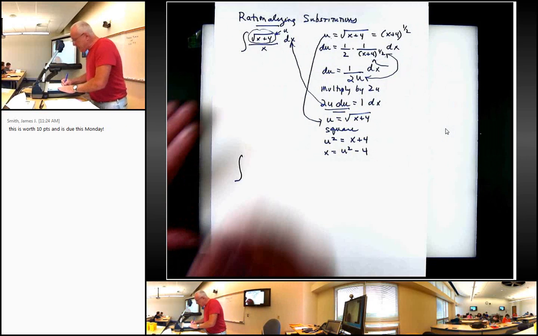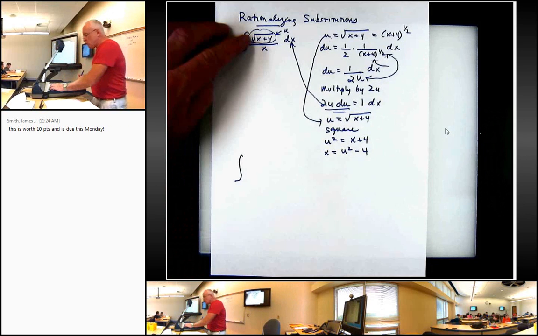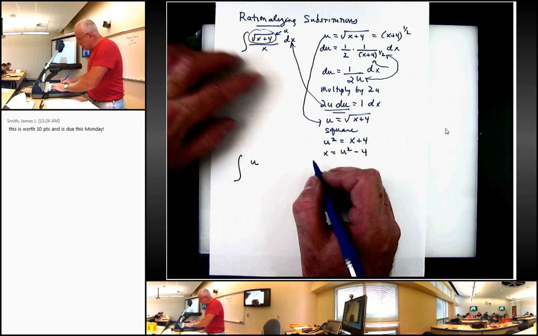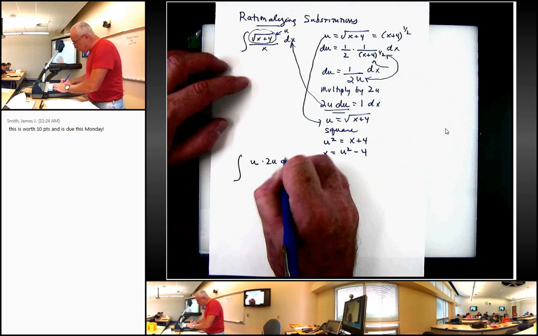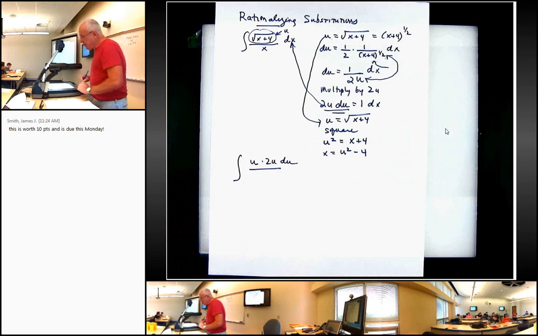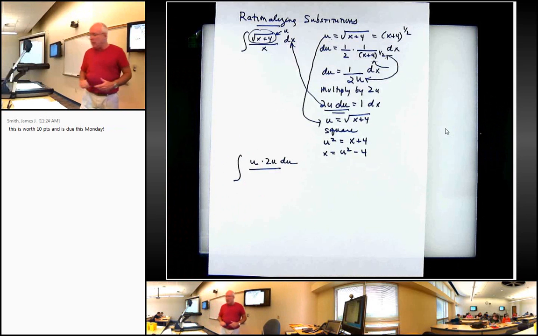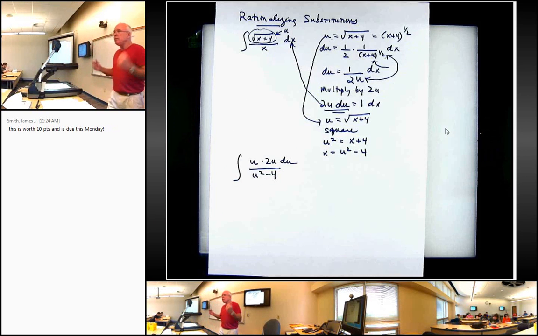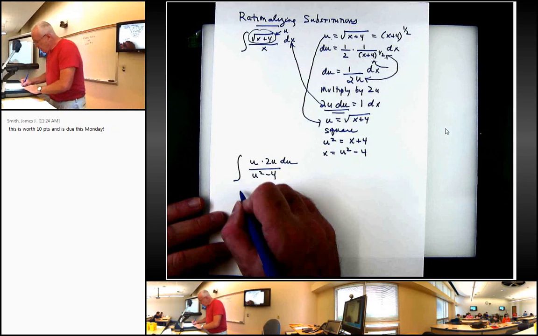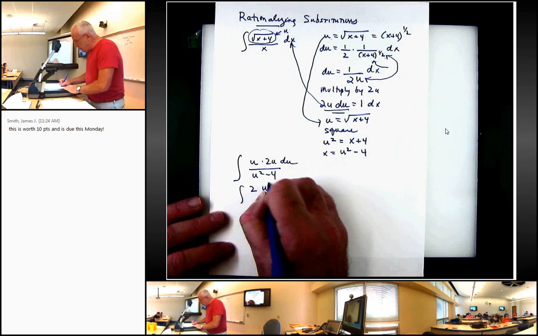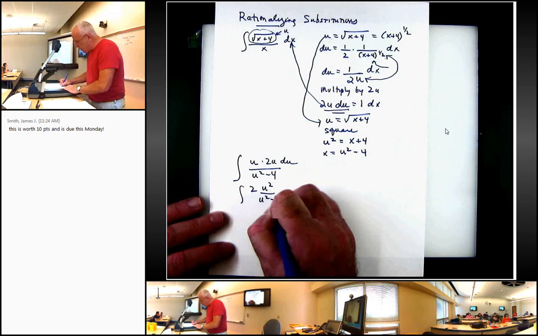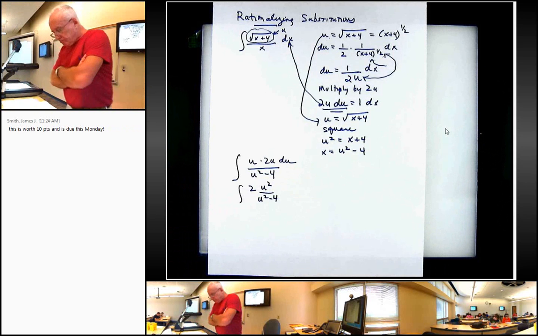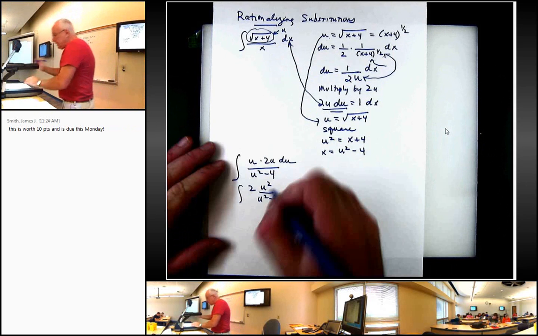So let's replace everything now. My square root of x plus 4 is going to be a u. My dx is going to be 2u du. And in my denominator for x, I'm going to put u squared minus 4. So now everything's in terms of u. Let's see what this looks like: the integral of 2 times u squared over u squared minus 4, du.